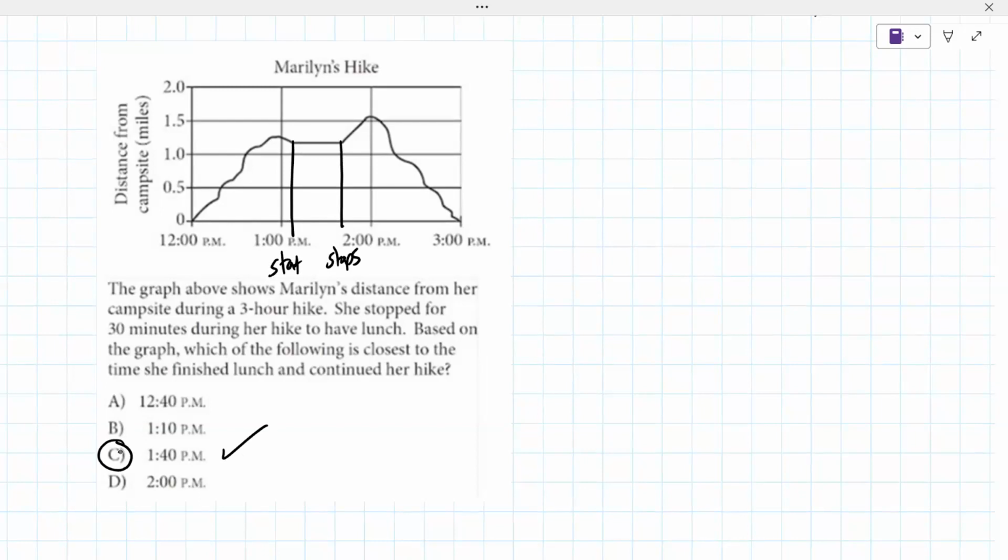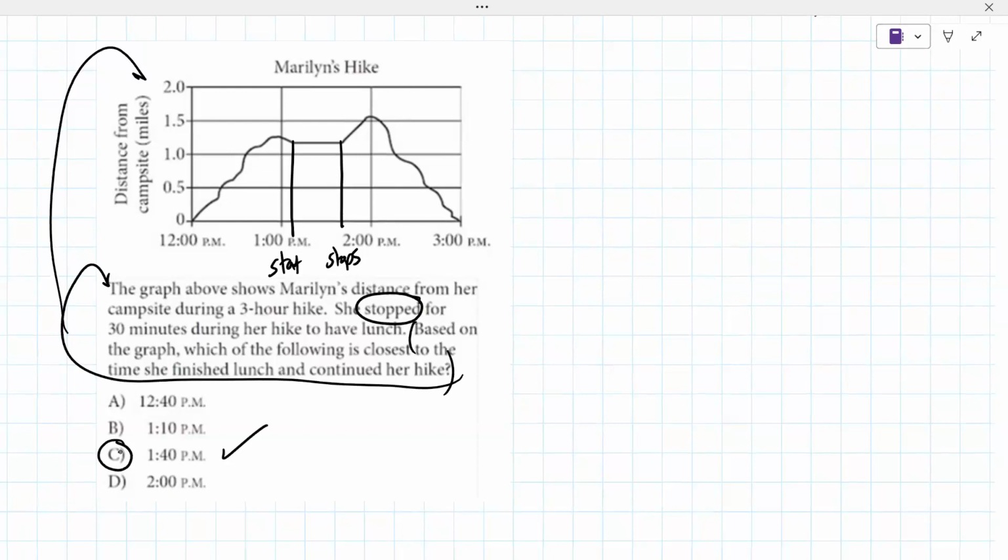And you're sort of estimating, it's somewhere between 1 and 2. It's closer to 2 than 1. That's the only reasonable answer there. We assume reasonably that she's not moving. It says she stopped. So if you were to go back after you read the call to action, you might want to do that, or you might just go right to the graph. But you know what you're looking for.